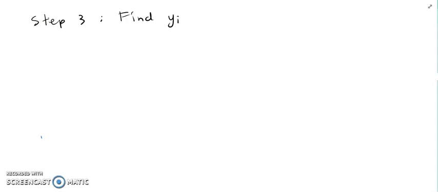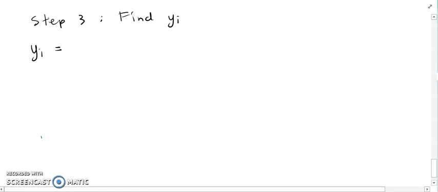Alright, this is the last step, step number 3, find the yi values. To find yi values, we must use this formula: yi equals wi minus beta i times yi plus 1, and yn minus 1 equals wn minus 1. And these formulas also will be given in your final exam paper.